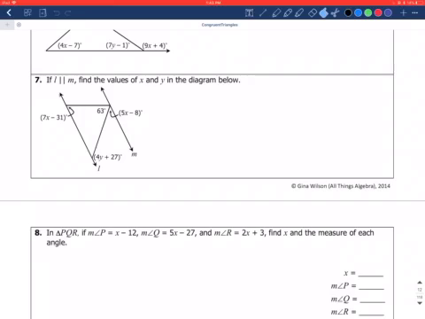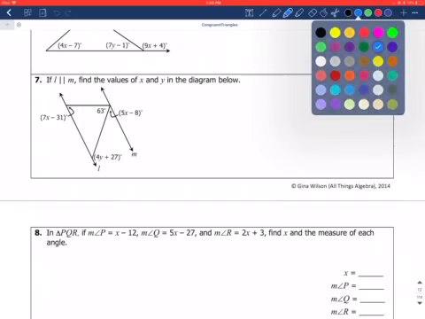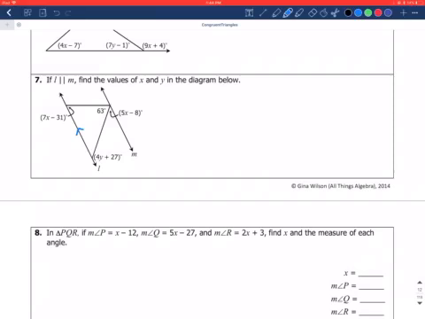If L is parallel to M, then find the values of X and Y in the diagram below. So pretty much all that's happening here is we know that these two lines are parallel. So that means that this is a transversal. And I could do a lot better at that line. There we go. So that's a transversal.